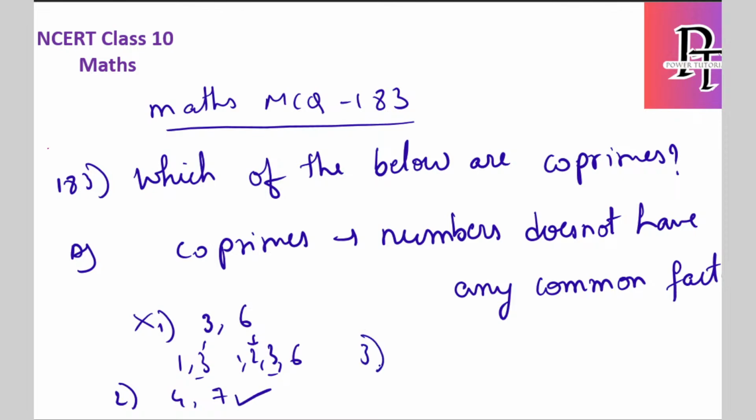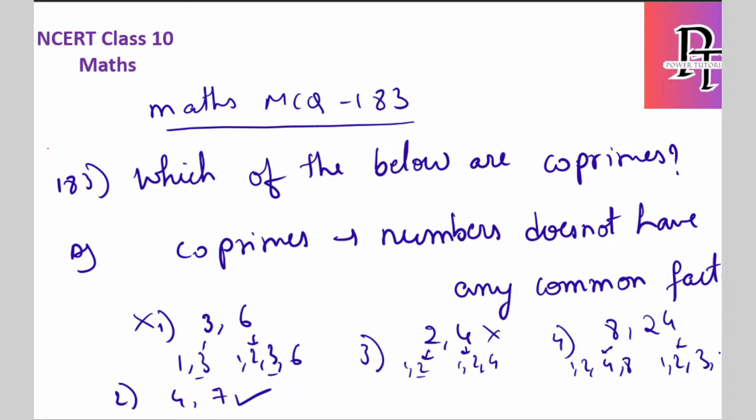Let's check the other options. 2, 4. For 2, I can write the factors as 1, 2. For 4, I can write 1, 2, 4. So here I also have a common factor, which is 2. So option 3 cannot be the answer. Let's see the fourth option, 8, 24. If I write the factors of 8, I can say 1, 2, 4, 8. Whereas for 24, they are 1, 2, 3, 4, 8 and 24. So here we have common factors 2, 4 and 8. So this also cannot be coprime.